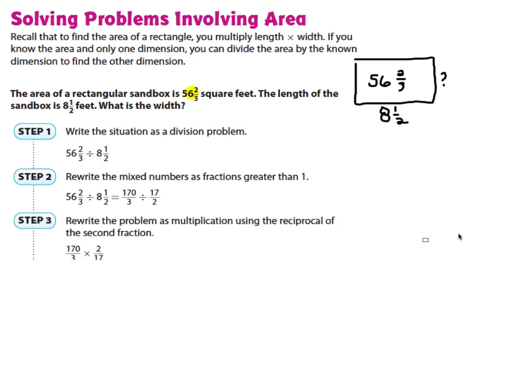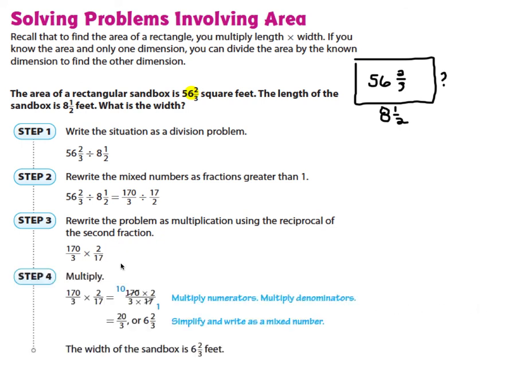Okay, now remember what I want to do with dividing fractions is I'd rather multiply. I don't want to divide. I'd rather multiply. So I rewrite the problem as a multiplication problem using the reciprocal of the second fraction. So 170 over 3 stays the same. I don't want to divide, so I want to multiply. And I multiply by the reciprocal of 17/2, which is 2/17. Remember, we just flipped it. Numerator on the bottom, denominator on the top. Now I can go ahead and multiply.